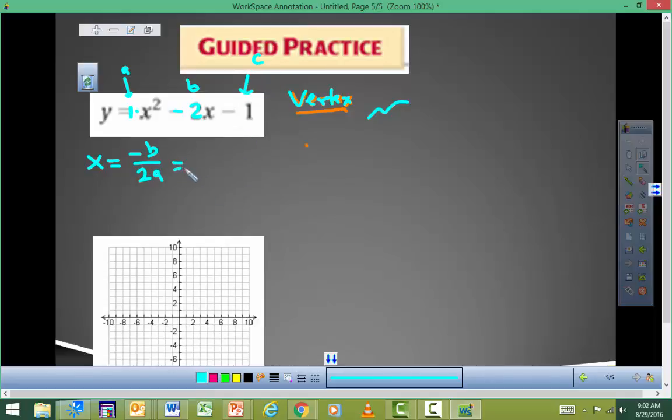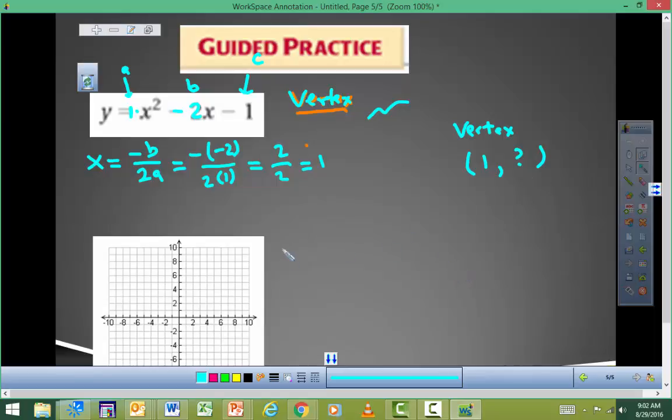So according to this equation then, I'm going to have negative 2 over 2 times 1. And I think I can figure that. Negative times negative is a positive, so that's a positive 2. That's a positive 2 down there. So the x-coordinate is 1. So as far as the vertex goes, I found one of the coordinates. It's equal to 1. Now what I need to do is find out this one.